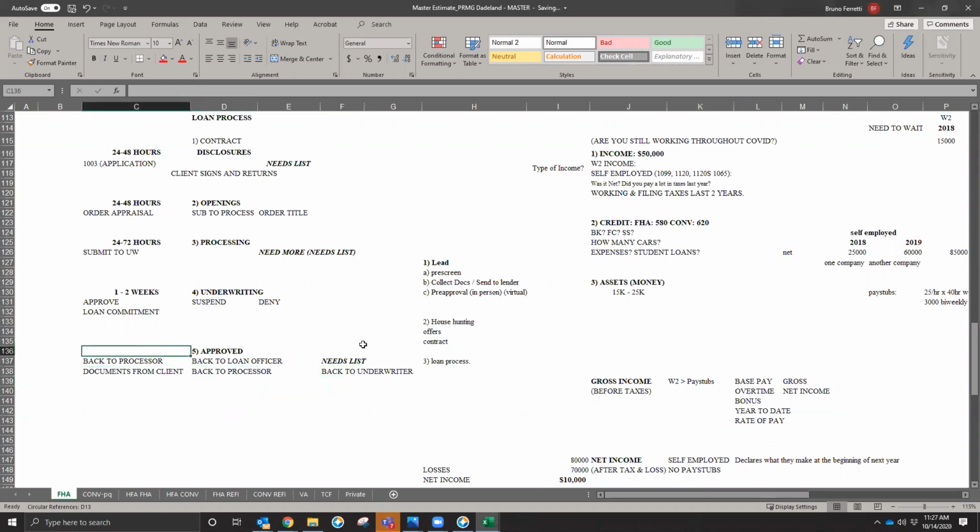So this whole step here, depending on how long it takes the client to get us things back, could take anywhere, I want to tell you, probably about a week to a week and a half, depending on how quick the client is. From there, right, this is back to underwriter for CTC, for clear to close. From here, we get the clear to close. From clear to close, the underwriter sends to closing department.